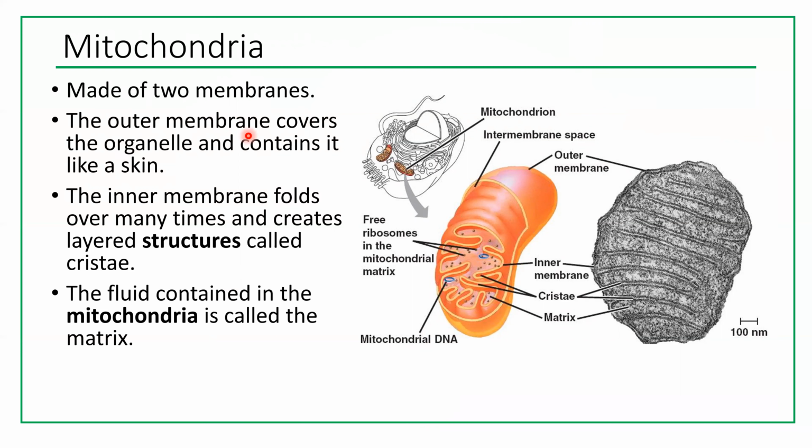The outer membrane covers the organelle and contains it like a skin. So that's the outer membrane. The inner membrane folds over many times and creates a layered structure called cristae. The fluid contained in the mitochondria is called the matrix.